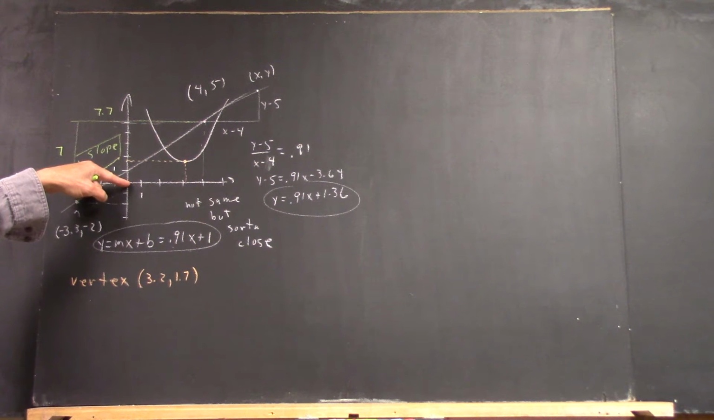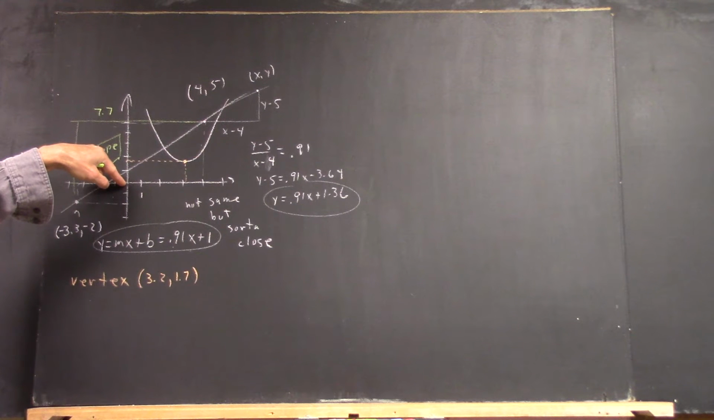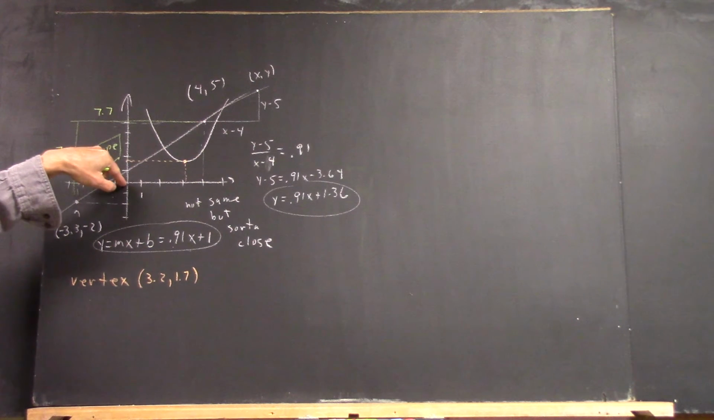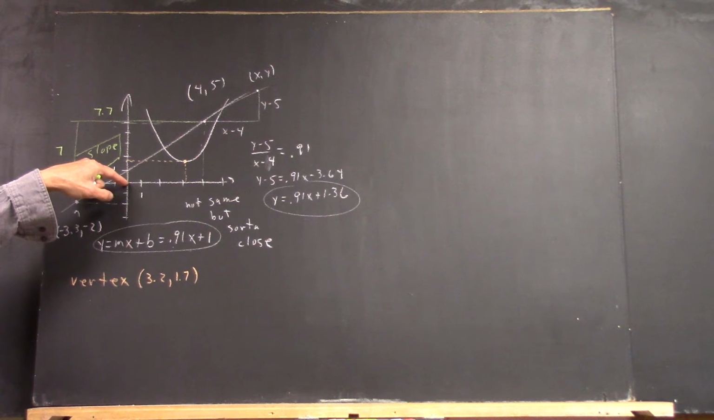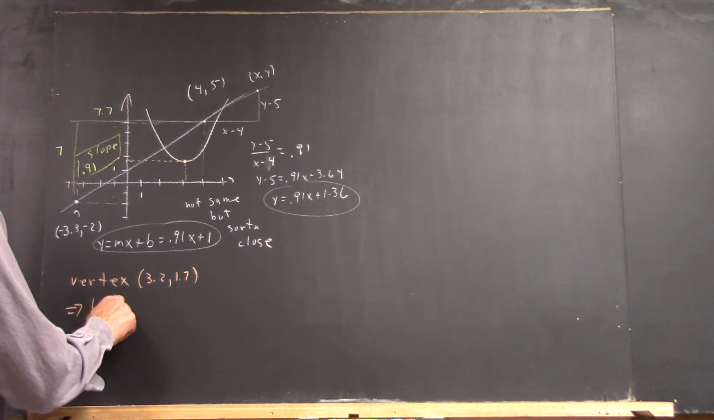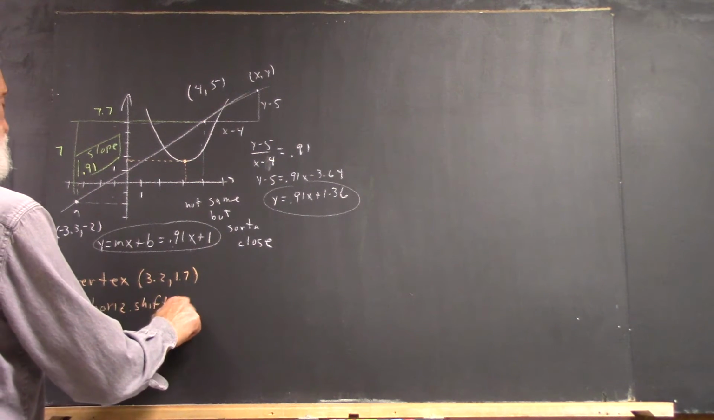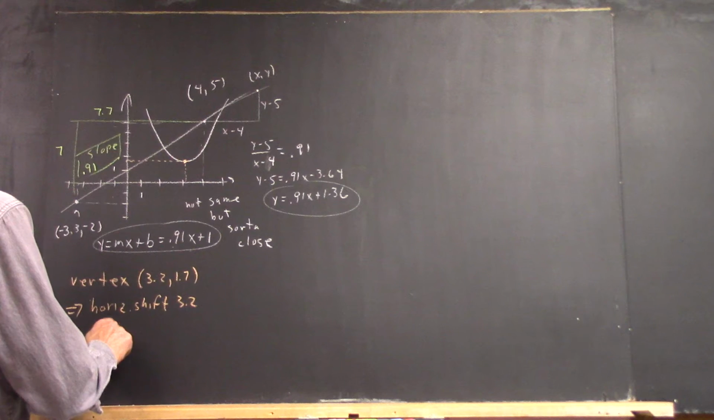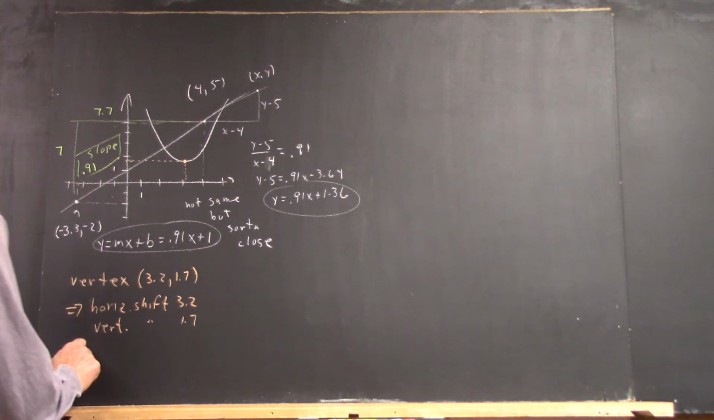Okay? Now the vertex, you know, when you start with the y equals x squared graph, of course the vertex is at the origin. When you vertically stretch it, the vertex is still at the origin. So whatever you did to the vertical, for a vertical stretch, it doesn't affect the fact that before you do your horizontal vertical shift, the vertex is at the origin, which means that the horizontal shift is 3.2 and the vertical shift is 1.7.